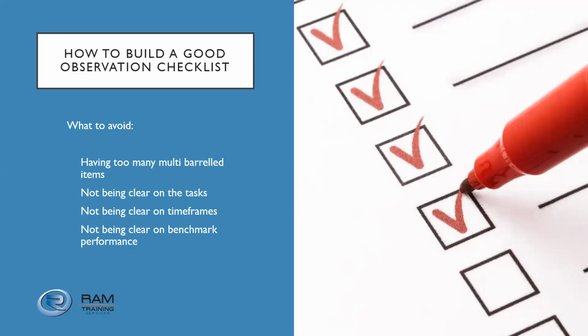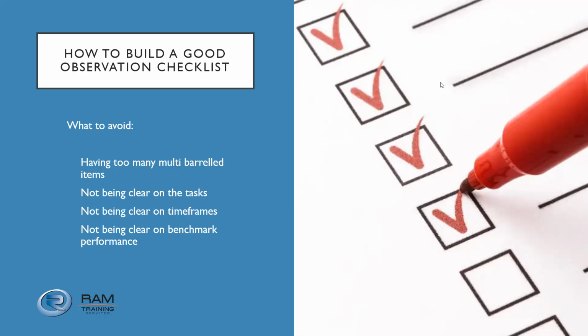Next, not being clear on the task, not actually giving clear instructions to the candidate. Next one, not being clear on timeframes, how long the candidate actually has to do the task. Next one, not being clear on benchmark performance, so the candidate actually knows what is required of them.